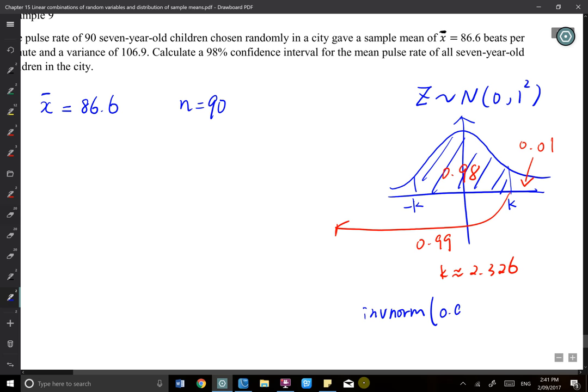Because that's to the left of this point K, and that's a 0.1. Right? That's a 0.1. You don't need to write that. Okay? You don't need to write that. Just showing you what we did.